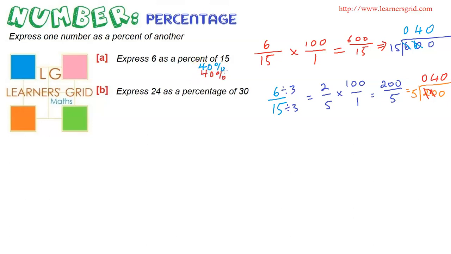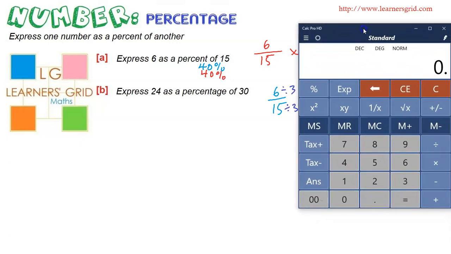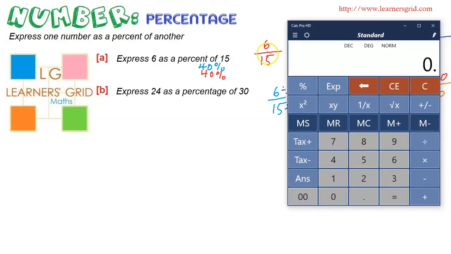Okay, so that's how you can do it without a calculator. But we also should be able to do this with a calculator. So let's get a calculator in here. And all you do is you take your fraction and type it into the calculator. So 6 divided by 15. Hit the percent, go equals, and you get 40. And we've already had 40. In fact, this is the third time we've got 40. That's the answer, 40%.